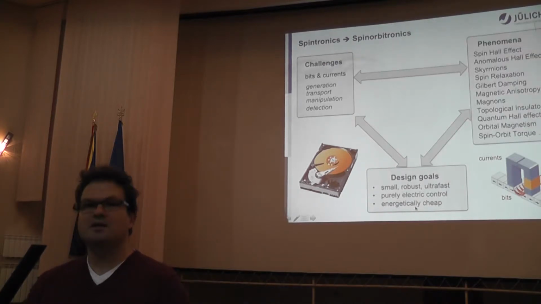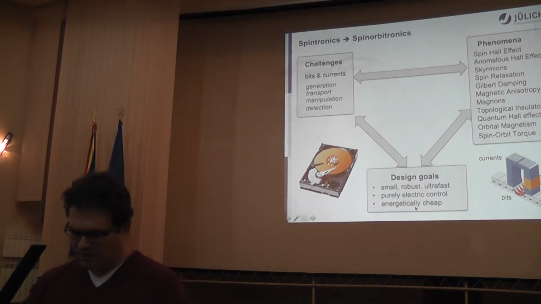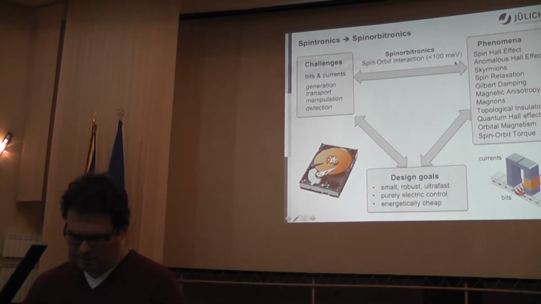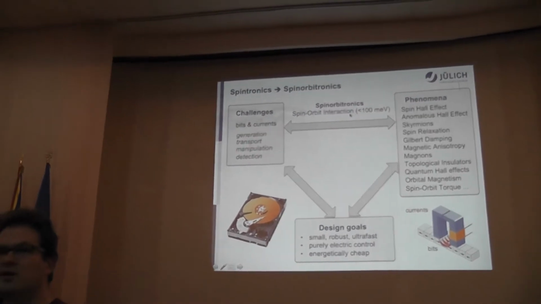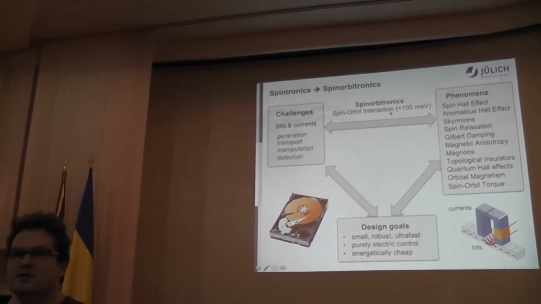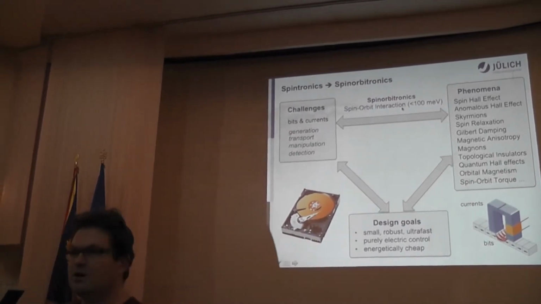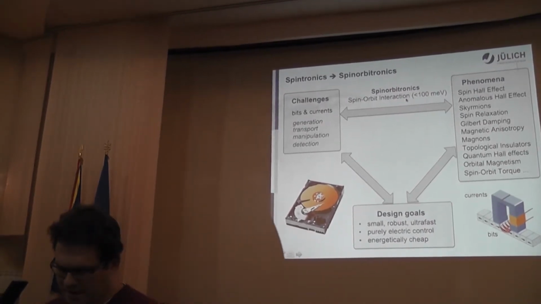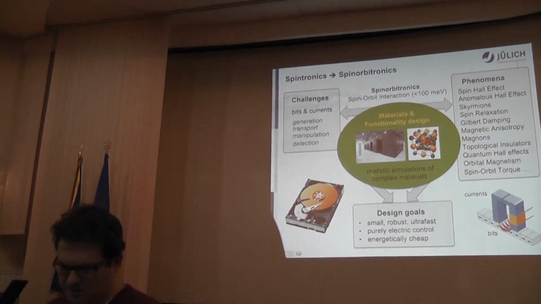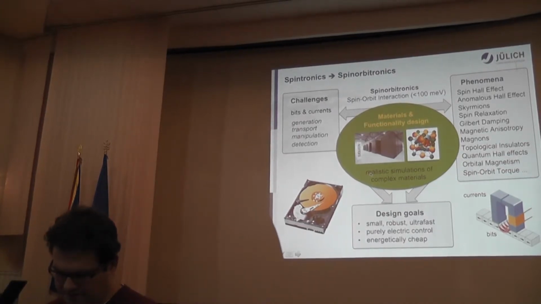Surprisingly, at the same time that we have these challenges, there is a whole bunch of effects, some of which are listed here, which are closely associated with spin-orbit interaction, and which are believed to bring us closer to realizing these goals. The corresponding branch of spintronics is called spin-orbitronics, and as you know, spin-orbit interaction is a rather small interaction compared to many other interactions, and therefore everything basically happens on very small energy scales. What becomes clear at such scales is the importance of materials and functionality design, in particular with the focus on realistic simulations of complex materials.